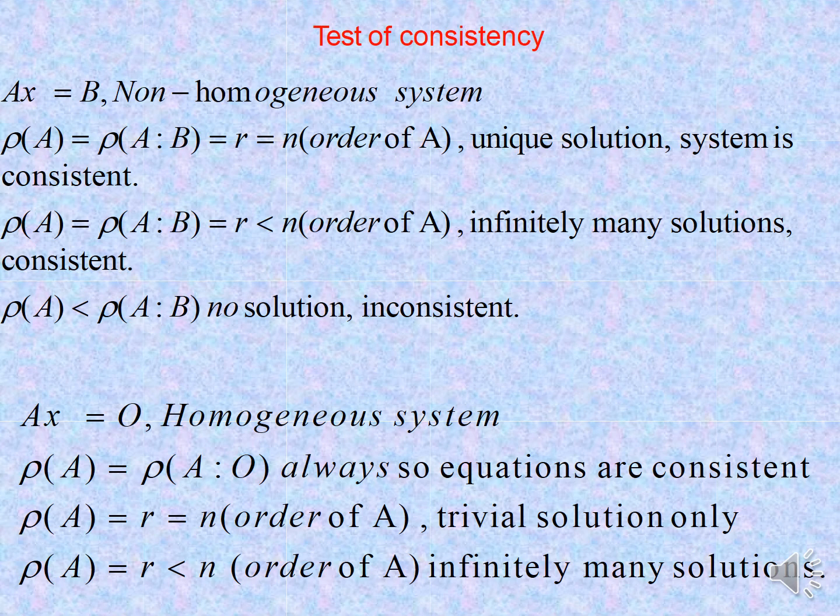Ax = O is a homogeneous system. O represents the zero vector. So rank of A is equal to rank of the augmented matrix [A|O], and it is consistent because these two will always be equal. If rank of A is equal to r, which is equal to n, the order of A, then the trivial solution exists. Trivial solution means that the components of the unknown variables x1, x2, xn have value 0. And if rank of A is equal to r, which is less than n, it means infinitely many solutions exist. Thank you.